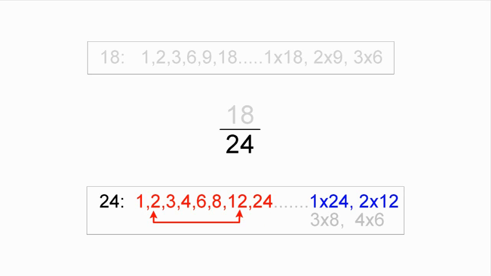The next 2 inner ones, 2 and 12. The next 2 inner ones after that, 3 and 8. And finally, the 2 most inner ones, 4 and 6. You can also use this chart for simple division once you have the multiples.